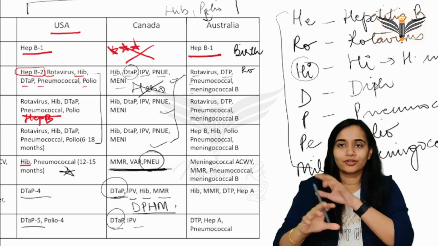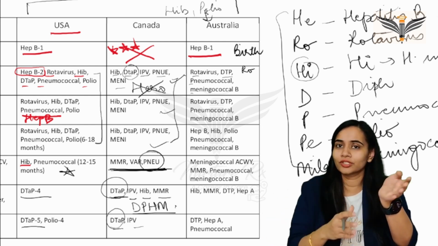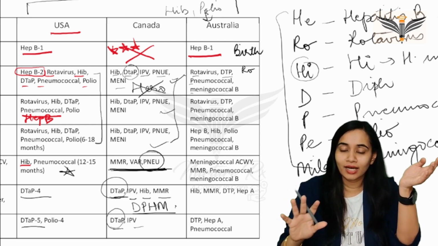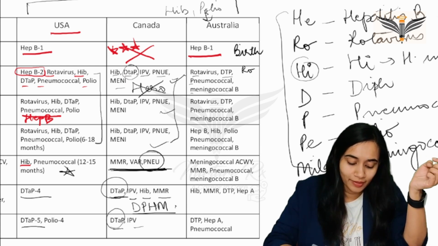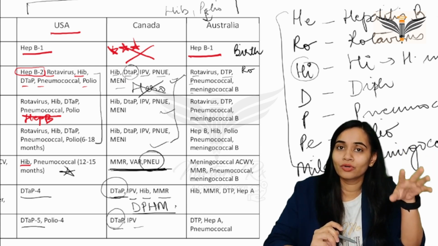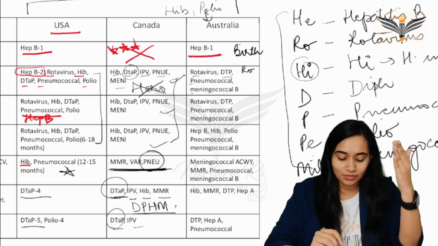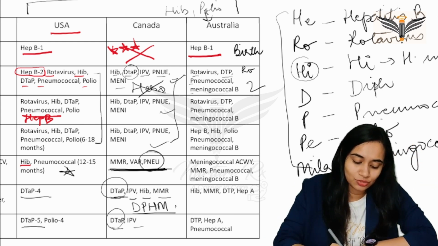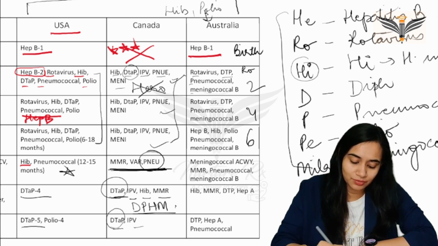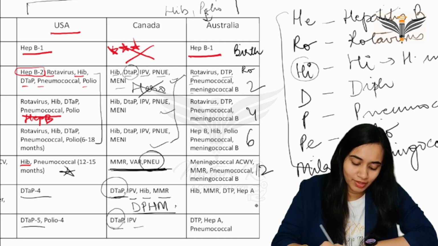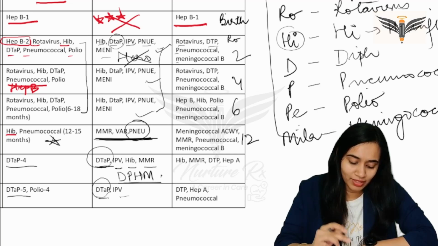In each of the countries, it is not changing for the 2 months, 4 months and 6 months schedule, time slot. Okay. So now you know that rotavirus, DTP, meningococcal vaccine and pneumococcal vaccine are given at 2 months, 4 months, 6 months. Now let's see, this is 2 months, this is 4 months, this is 6 months. Now this is 12 months. Let's see what is there in 12 months.